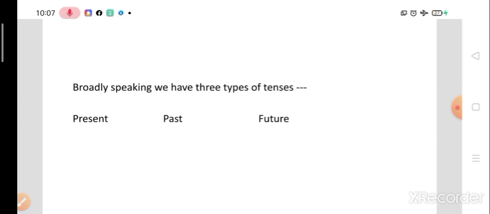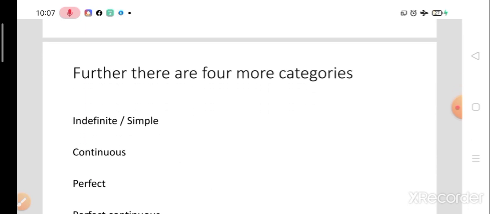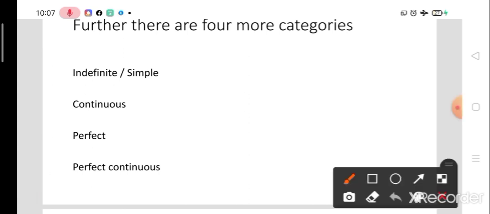Now, broadly speaking, we have three types of tenses: present tense, past tense, and future tense. You all know this very well. These tenses are further categorized into four more types: indefinite, also known as simple, then continuous, perfect, and perfect continuous. All these four are applicable with all the three main types of tenses: past tense, present tense, and future tense.